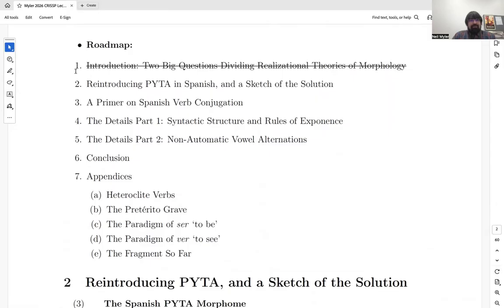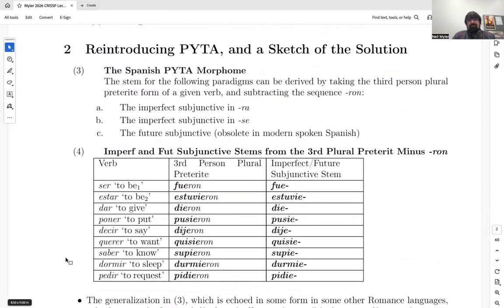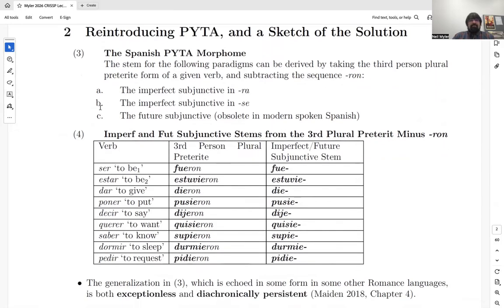This video, I repeat, is just going to cover section 1, which you've already done, and then 2, 3, and 4. Okay, so let's reintroduce the puzzle then. In my 3, the Spanish PYTA morphome, the stem for the following paradigms can be derived by taking the third-person plural preterite form of a given verb and subtracting the sequence ron. The imperfect subjunctive in ra, the imperfect subjunctive in se, and the future subjunctive, which is obsolete in modern spoken Spanish.